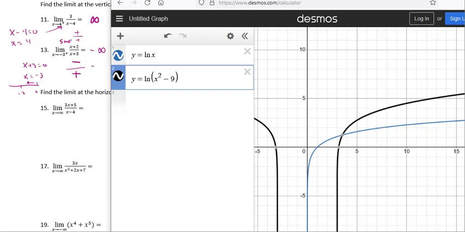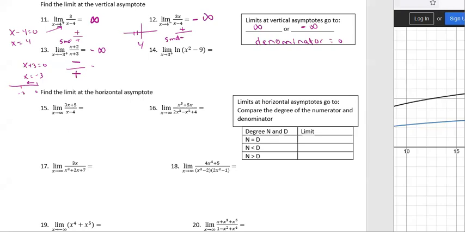So let's go back to our paper. So what we saw from our graph is our limit as x is approaching 3 from the right, of our natural log of x squared minus 9 looks like it's going to equal negative infinity. So there we go.